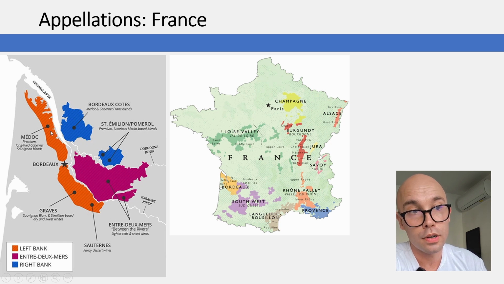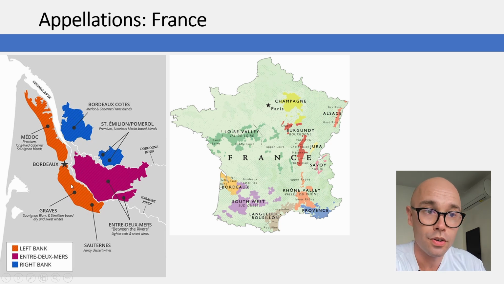Médoc, Pauillac and Margaux are located north of Bordeaux on the left side. And like I mentioned, the Graves and Pessac-Léognan regions are located south of Bordeaux on the left side. So the left side is more Cabernet dominated.